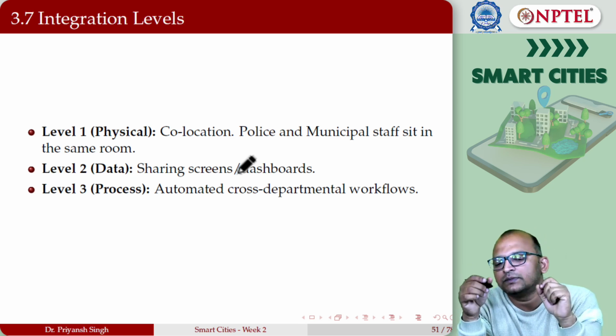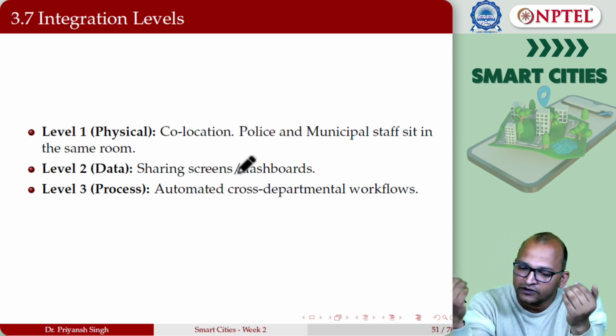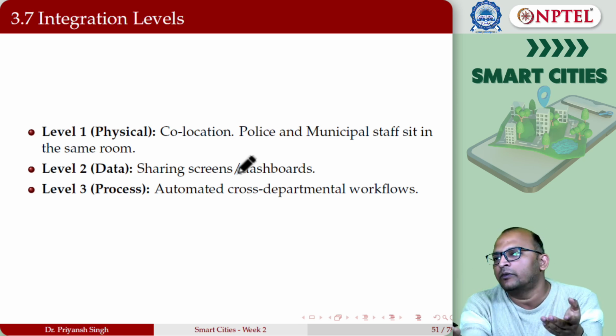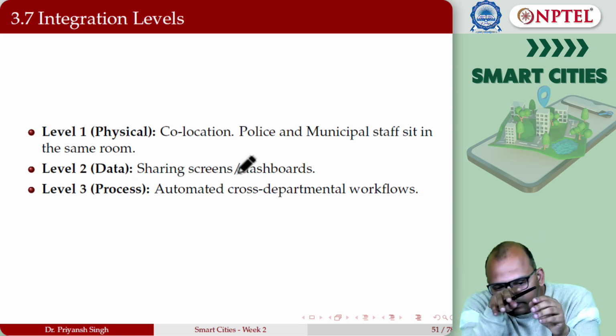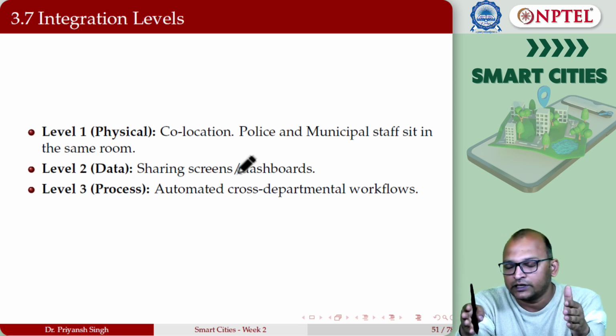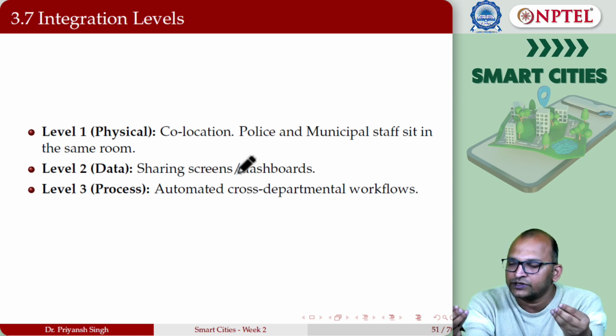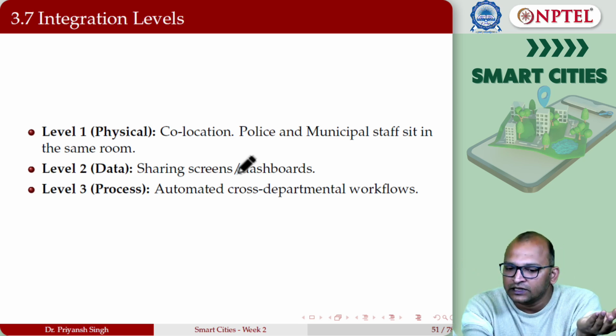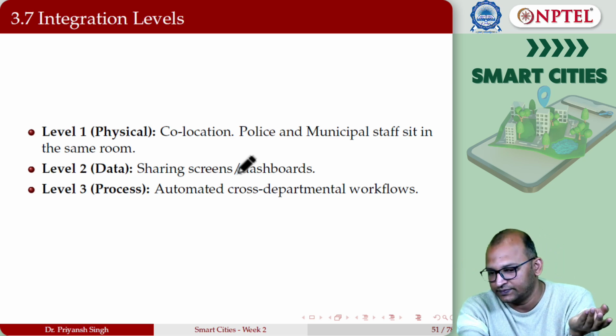Then level 3 is the process. That means whatever information is there is already processed at the integrated command and control center, and the information available to the departments is in the form of automated alerts.